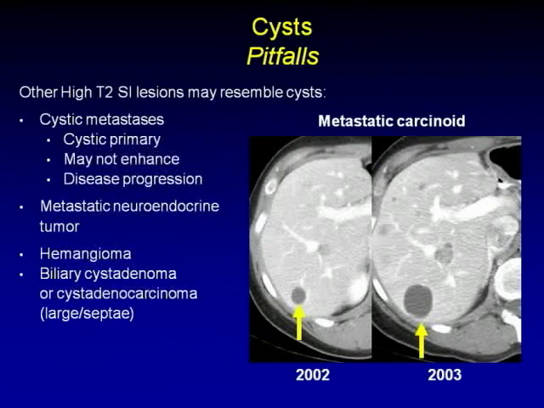Some pitfalls. There are other lesions that are very bright on T2, bright enough that they could be mistaken for cysts. And these include cystic primaries, cystic metastases from cystic primaries. And although often you should be able to differentiate a simple cyst from a cystic met based on whether or not they enhance, some do not show obvious enhancement. So that's just something to bear in mind.